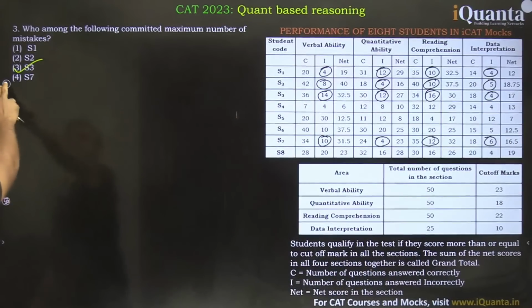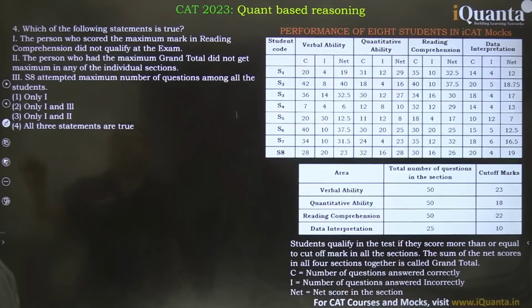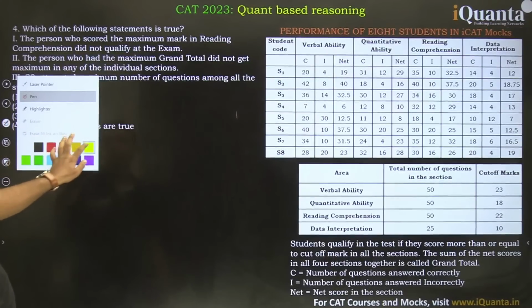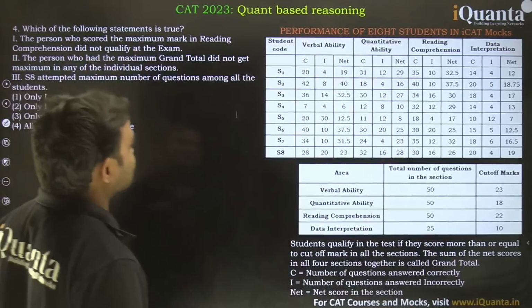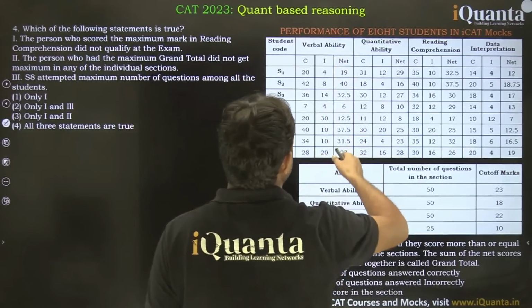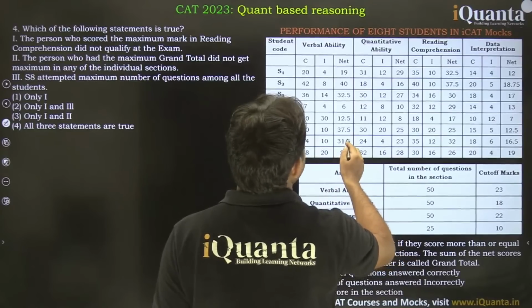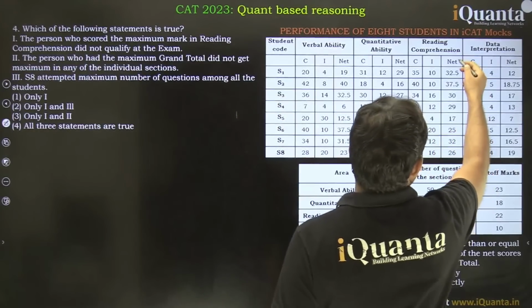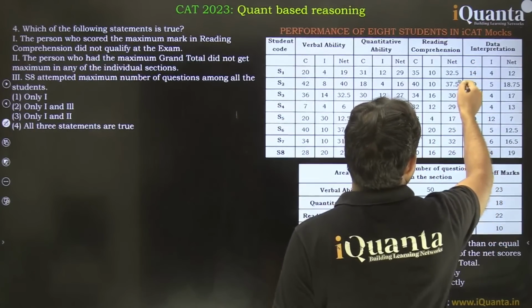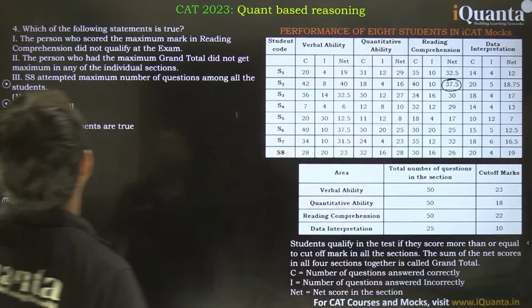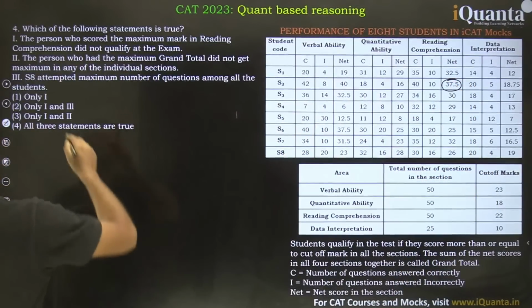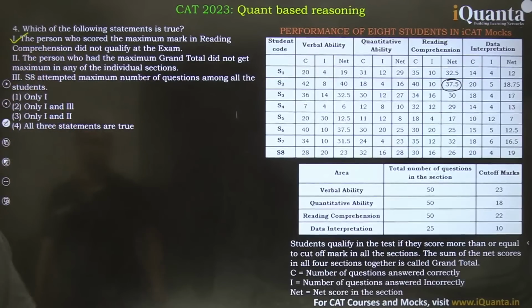Next question, which of the following statements is true? The person who scored the maximum mark in reading comprehension did not qualify in the exam. Who got the maximum marks in reading comprehension? The maximum marks were gotten by S2, and we know that he or she did not qualify. So statement 1 is correct.